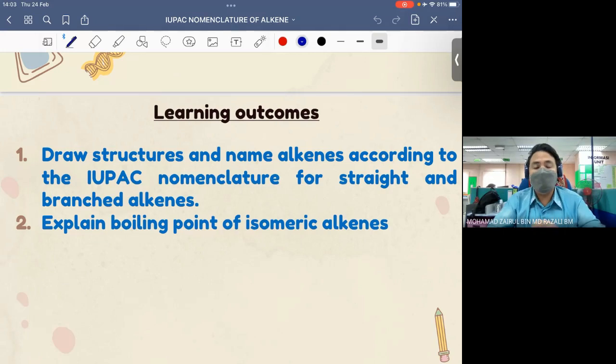Okay. So the learning outcome for today is to draw the structures and also the name of the alkene according to the IUPAC nomenclature for both straight and also branch alkene, and then to explain the boiling point of the isomeric alkene. Okay, so we're going to start with the naming.